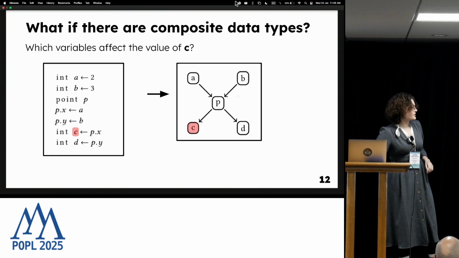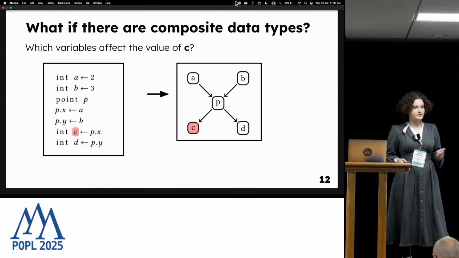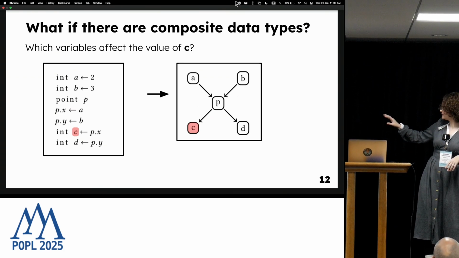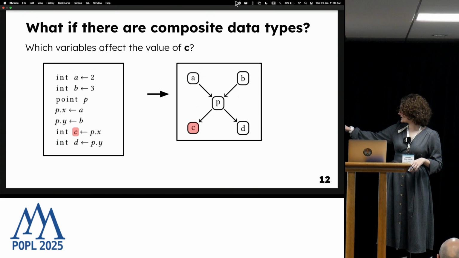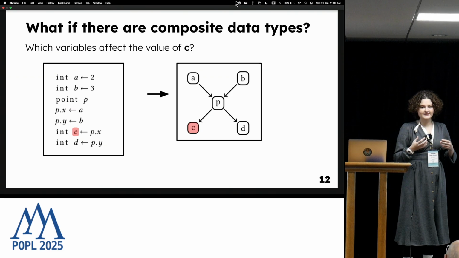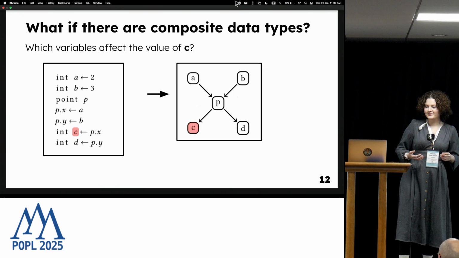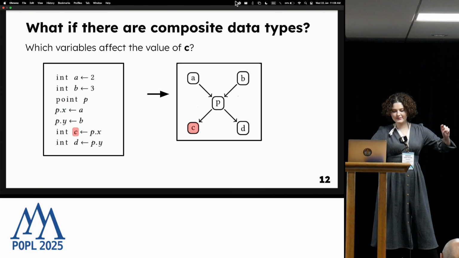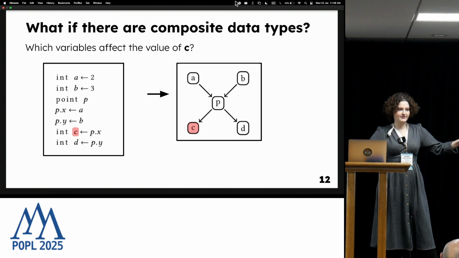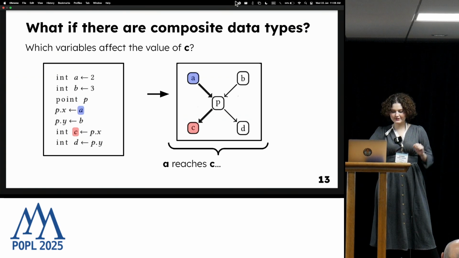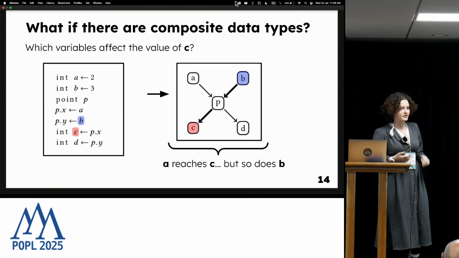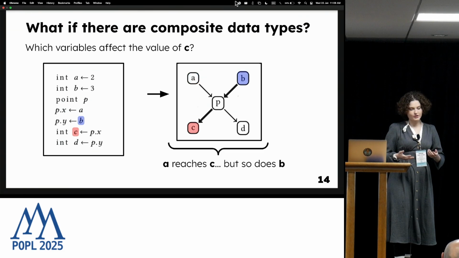A similar problem arises if we have composite data types. So here, for example, we have this point, which has a field x and a field y. And a flows into the field x and the field x flows into c. And we want to keep track of the fact that they're flowing through this field x, right? Because, for example, b flows into p as well, but flows into y. So b does not affect the value of c. So yeah, a reaches c here, but b also reaches c, which would give us a wrong taint.